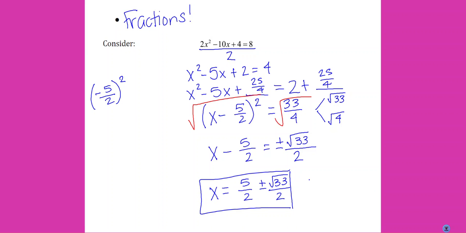I would. You could also, because they have the same denominator, write it, or you might see this depending on what you're working on, 5 plus or minus the square root of 33 all over 2. Either one of these is fine with me.